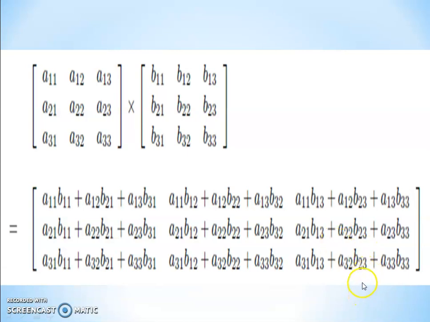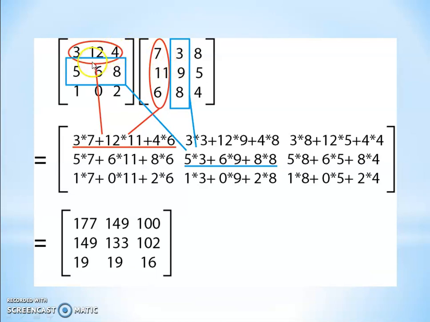Now next example. 3, 12, 4, 5, 6, 8, 1, 0, 2. 3 rows and 3 columns are there. In the second matrix also, 7, 3, 8, 11, 9, 5, 6, 8, 4. 3 rows and 3 columns are there.